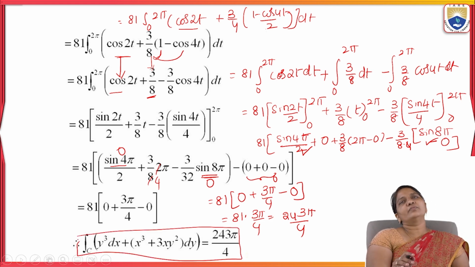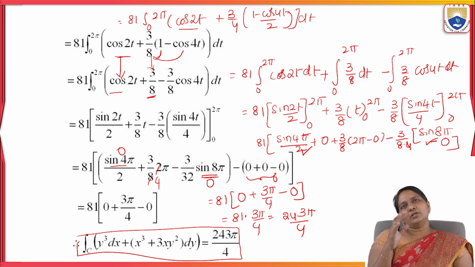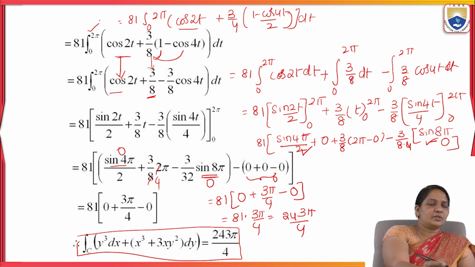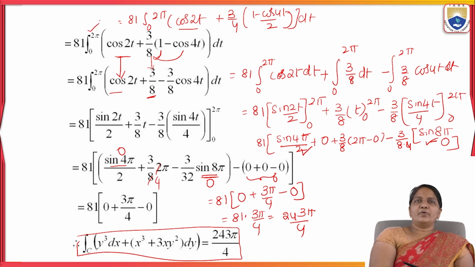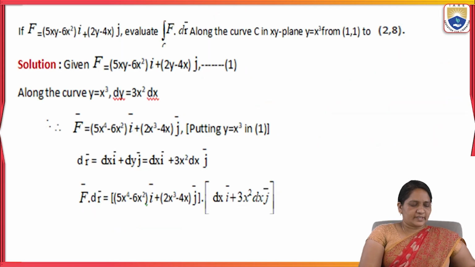So we have to convert x and y, all terms, in terms of t, and we can substitute the limits of t. Then we can simplify to integrate the function. So this is the way to calculate the work done or integral value by using the line integral for the parametric values. See the next problem.